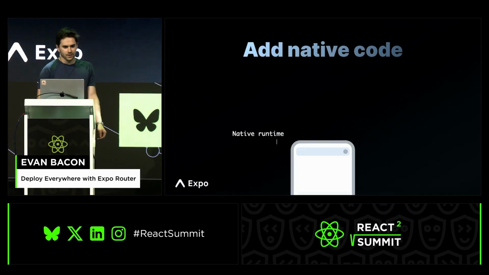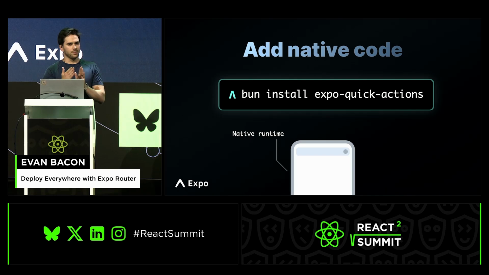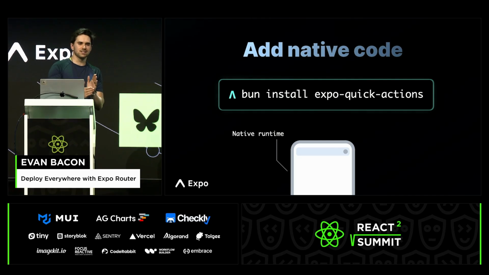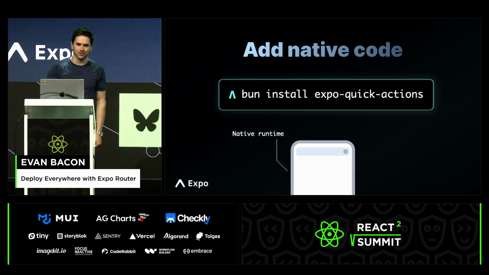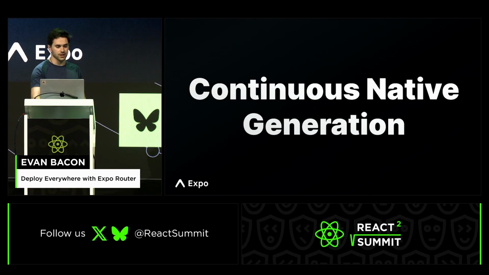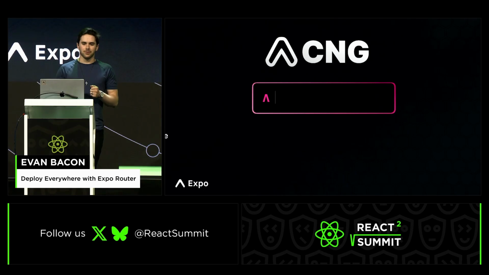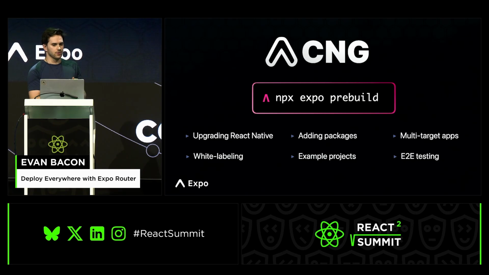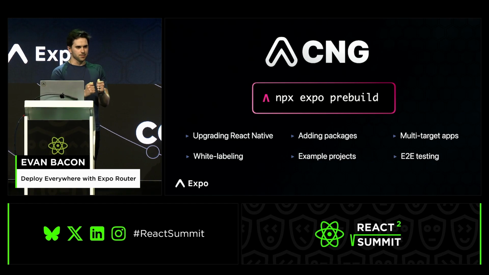So to solve for this, we created a system where the native runtime would be automatically generated based on the React runtime. This meant you could progressively embrace native code instead of having to jump into Xcode and Android Studio head first. And the system is called Continuous Native Generation, or CNG for short. CNG simultaneously solved many of the biggest problems with both Expo and React Native, but most notably, upgrading projects became as simple as bumping the node modules and running Expo prebuild.